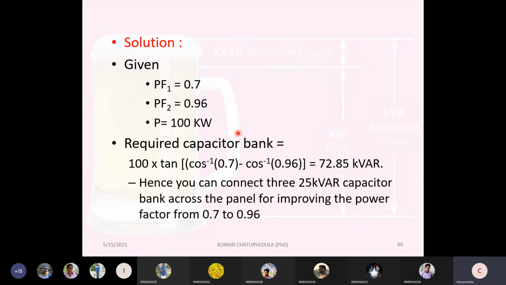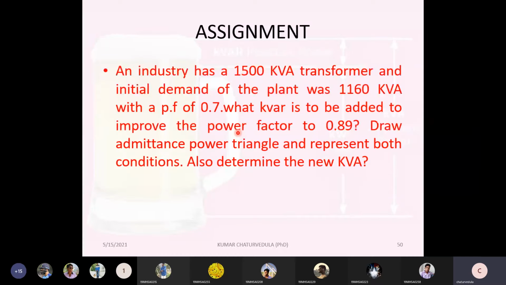Okay, so in this way we are going to calculate the kVAr required to improve the power factor. So this is your assignment question. Try to note down this and solve this assignment question.